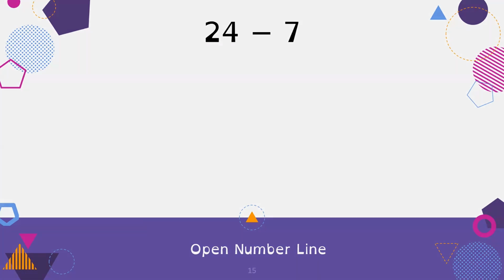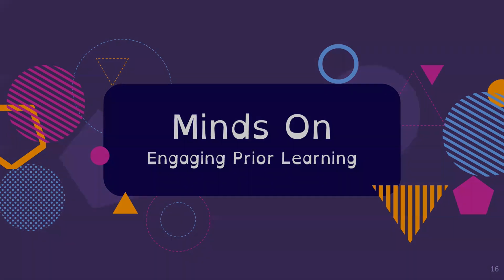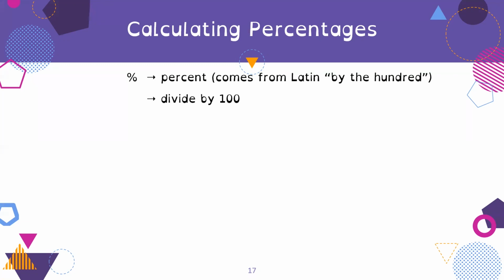Okay, let's look at any prior learning that we need as we move forward. So we need to be comfortable calculating percentages. This is something that comes up a lot in this course with using money and using commission and things like that. So calculating percentages is really important. Percent comes from the Latin for by 100. So it means that you're doing it per 100. So you divide by 100.